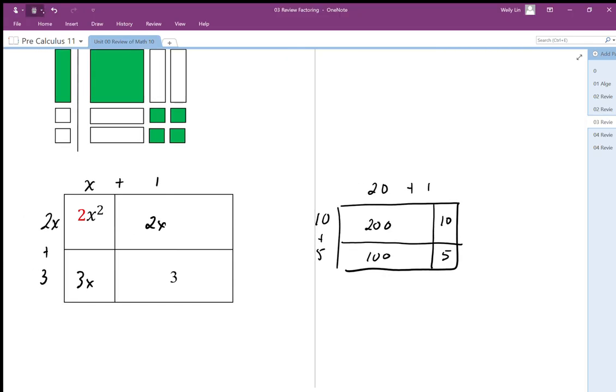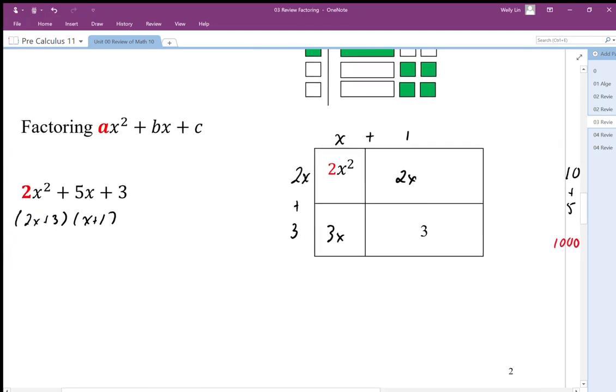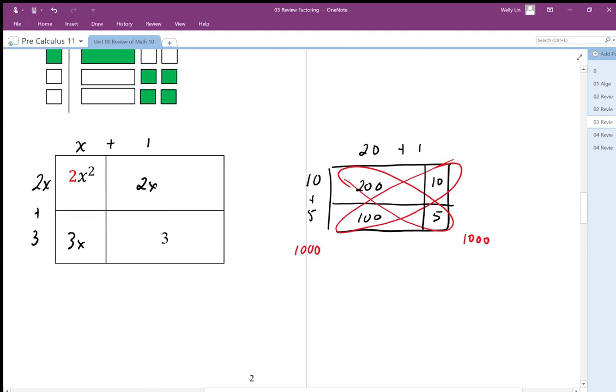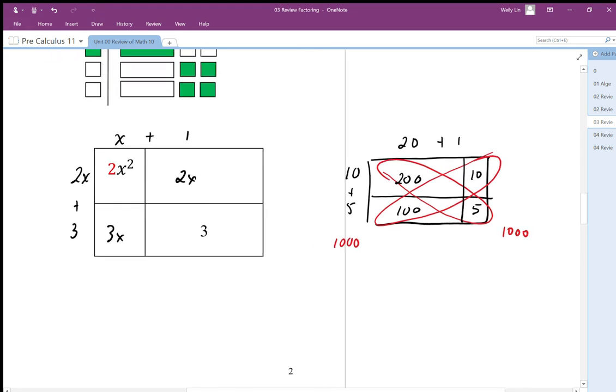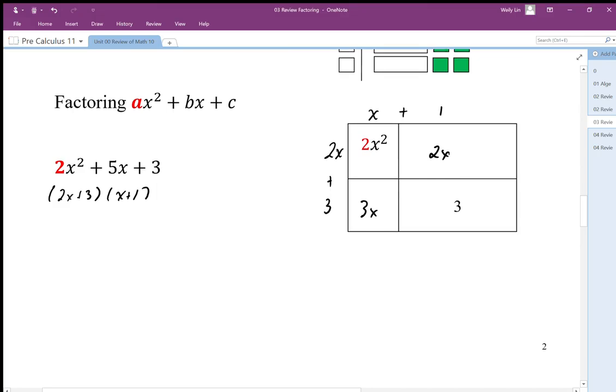But there's a property here of grid multiplication in that this diagonal product, which is equal to 1000, is equal to this diagonal product, which is equal to 1000 as well. And it's always the case. There's a very simple proof to this, but the diagonal products of grid multiplication are always equivalent. Well, how do we use that property then? So again, this is the property. The diagonal products of this box multiplication are equivalent. And that holds true whether we're dealing with numbers or variables.